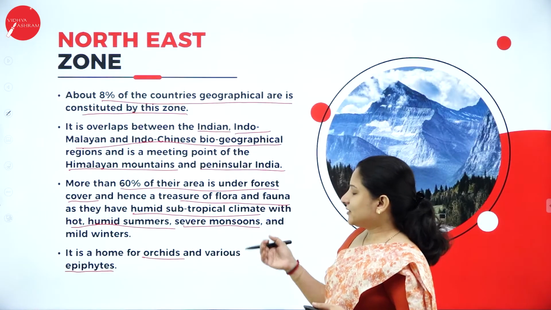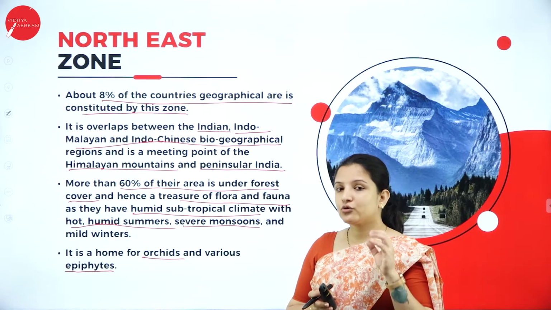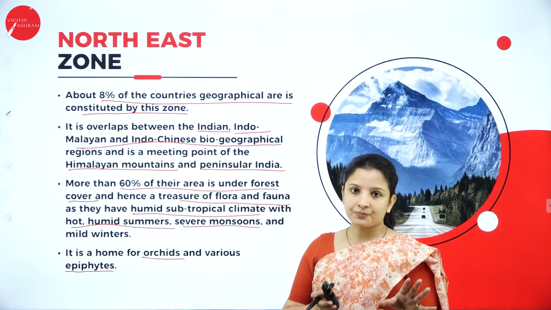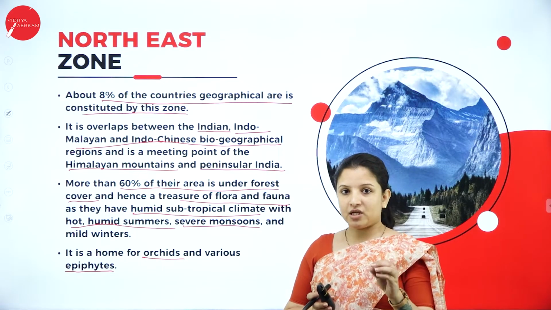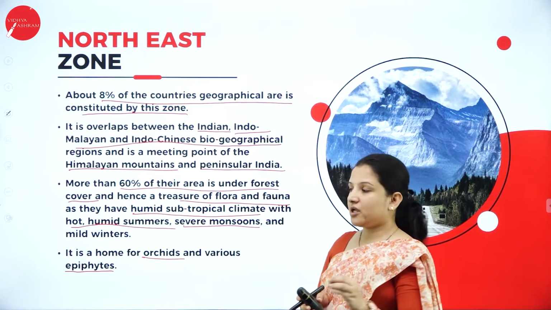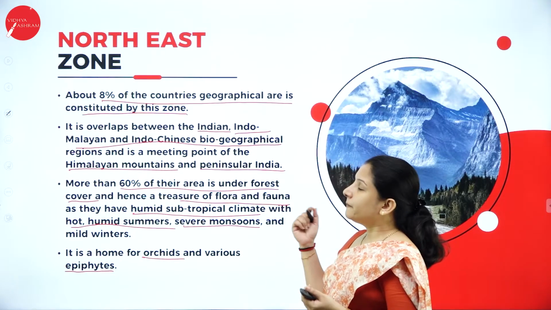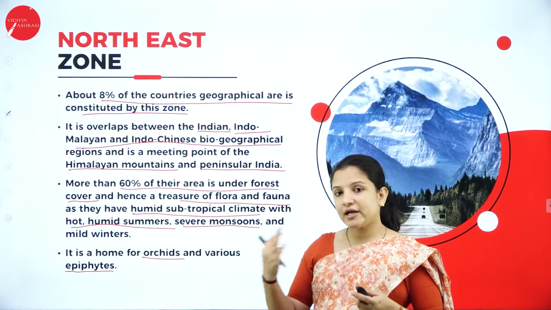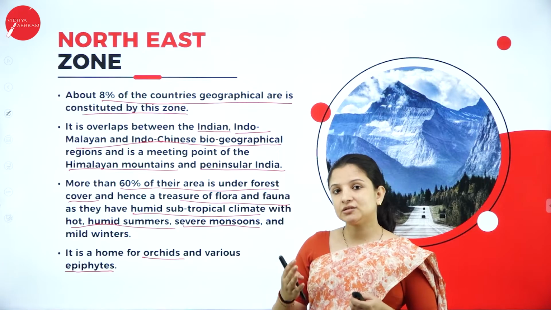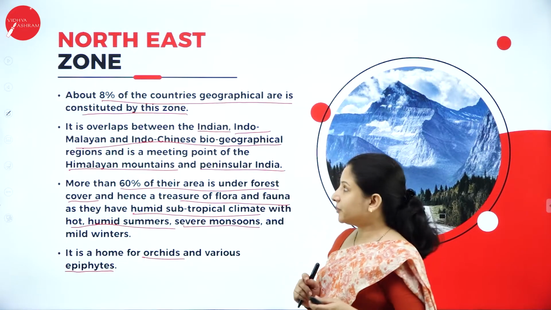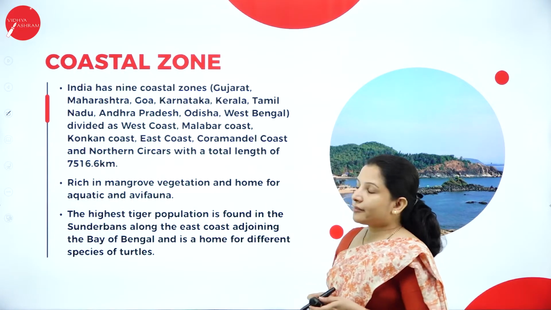So orchids and various epiphytes, naturally you don't find them anywhere else in the world in highest population. In India, in a highest population, they are mainly found in the northeastern zone itself. So that is why biogeographical zones are divided based on the type of species or organisms present in that particular area. Next, talking about the coastal zone.